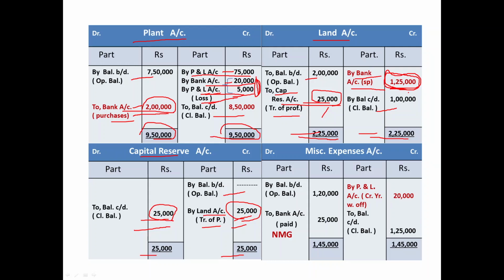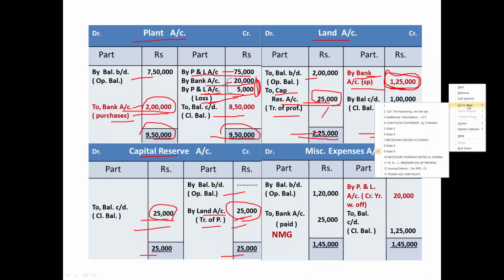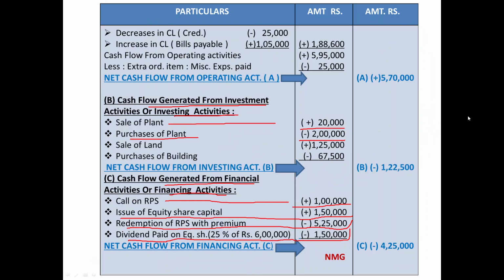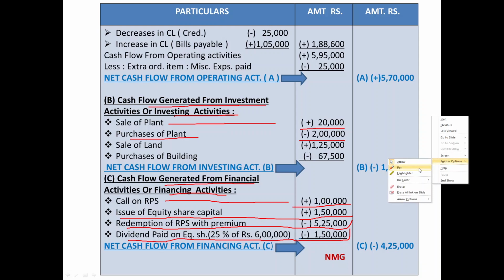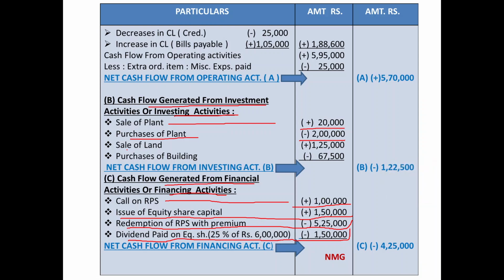price of the land. The title came bank indicates a cash inflow, which we will report under title B, while in the capital reserve account nothing is there which can affect the cash flow. So only one item, selling of land 1,25,000 under title B. Sale of land plus 1,25,000.